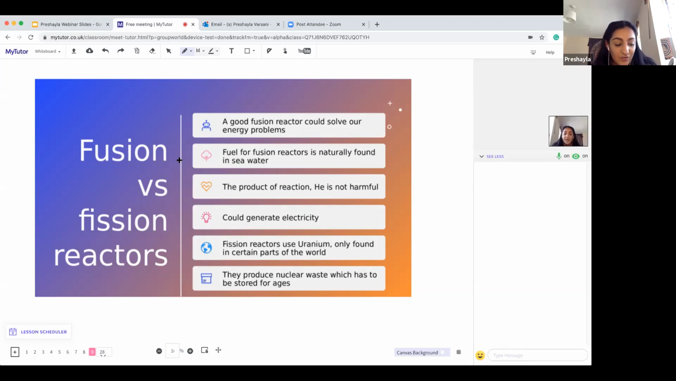Now, fission reactors use uranium. As we saw yesterday, fission reactors use uranium. Now, the reason that this is a problem is because uranium is only found in certain parts of the world and it has to be mined, as well as the fact that fission reactors create nuclear waste, which must be stored for a long, long time.